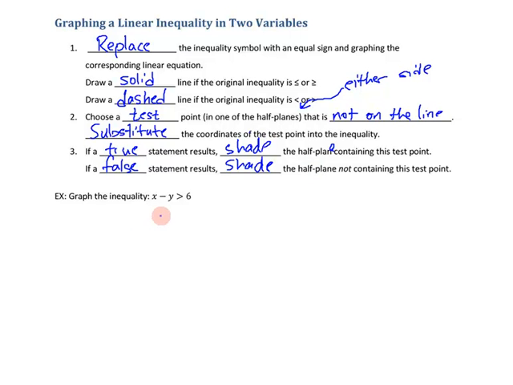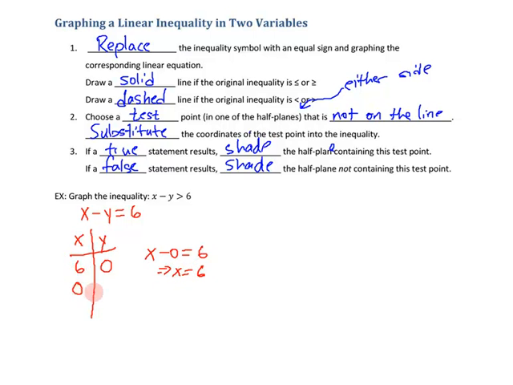Now let's do this with this example here. Start by replacing the greater than sign with an equal sign and graph the line. You'll remember the easiest way to graph a line when it's in standard form like this is to use x and y intercepts. That is, I can pick 0 for y and I get x minus 0 equals 6, or x equals 6.